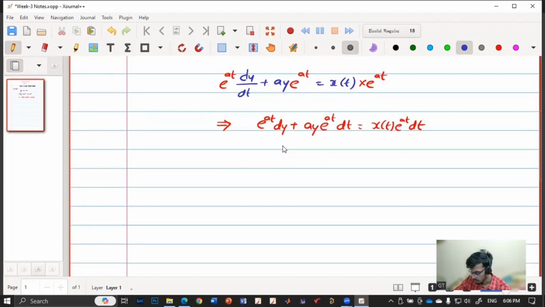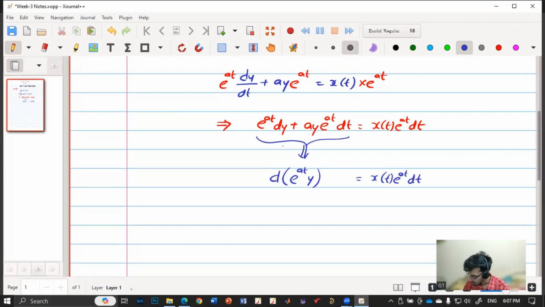Now if you consider this LHS side, I can write d of e to the power at into y, because d of xy gives x dy plus y dx. So we got this expression. For that purpose, I have multiplied by dt, and my RHS side is x of t e to the power at into dt. So let us integrate on both sides.